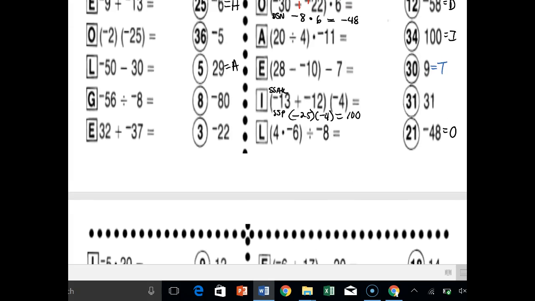Let's do one more. Let's do letter E. So keep, change, change. So that right there is just 28 plus 10, which we know is 38. And 38 minus 7, you could do 38 minus 7 is 31, or you could say plus -7 and say, hey, that's different sign, subtract more. You're still going to get 31. So on E, I want to put E on 31.